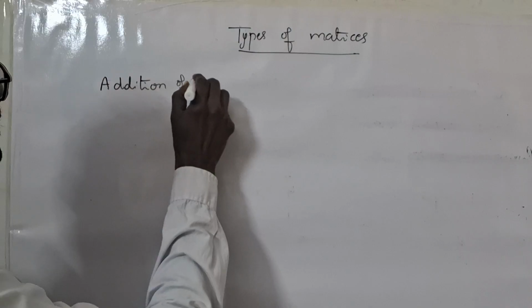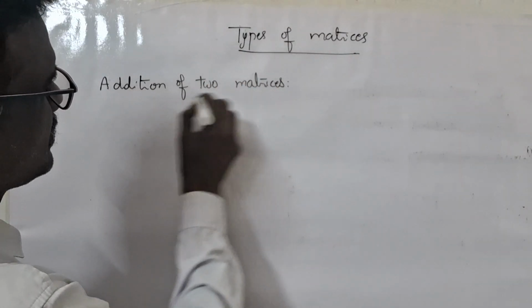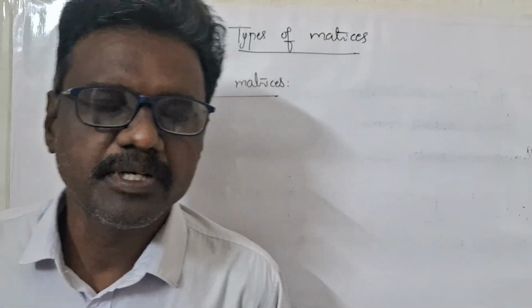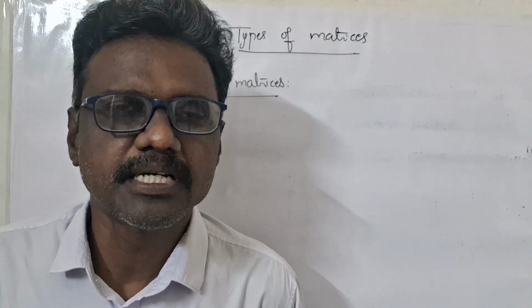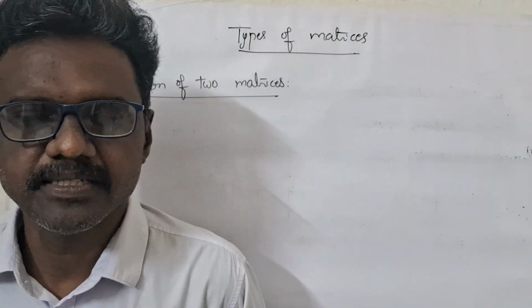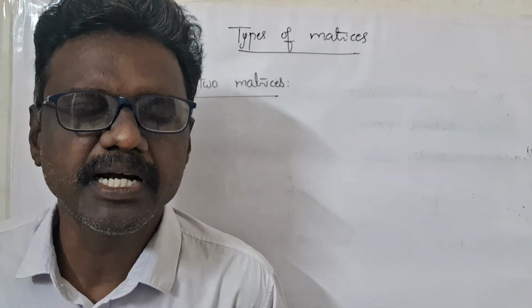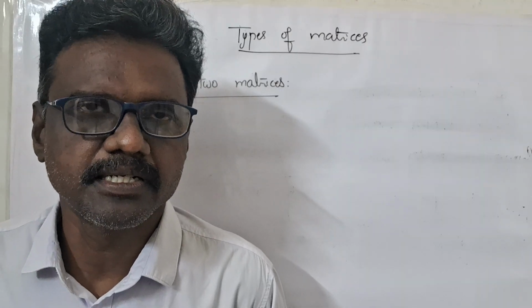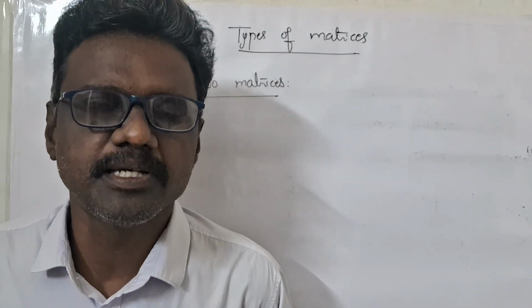Addition of two matrices. Again, here also the same thing: they should be of the same order. We can add two matrices if and only if they are of the same order, and corresponding elements are added. We have to add the corresponding elements. Then only we can say matrices are added. Corresponding elements adding means they should be of the same order.